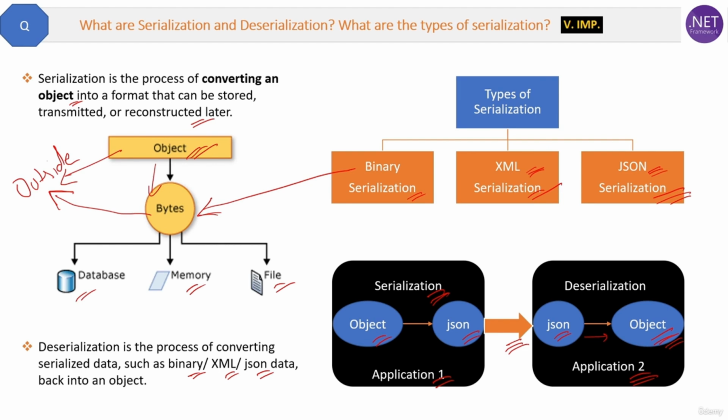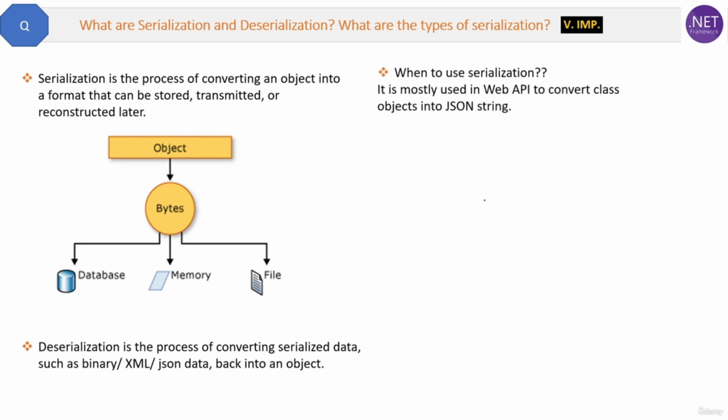Now the thing is, when to use serialization. As I said, it is mostly used in web APIs to convert class objects into a JSON string, and deserialization is used to convert JSON back into object format.